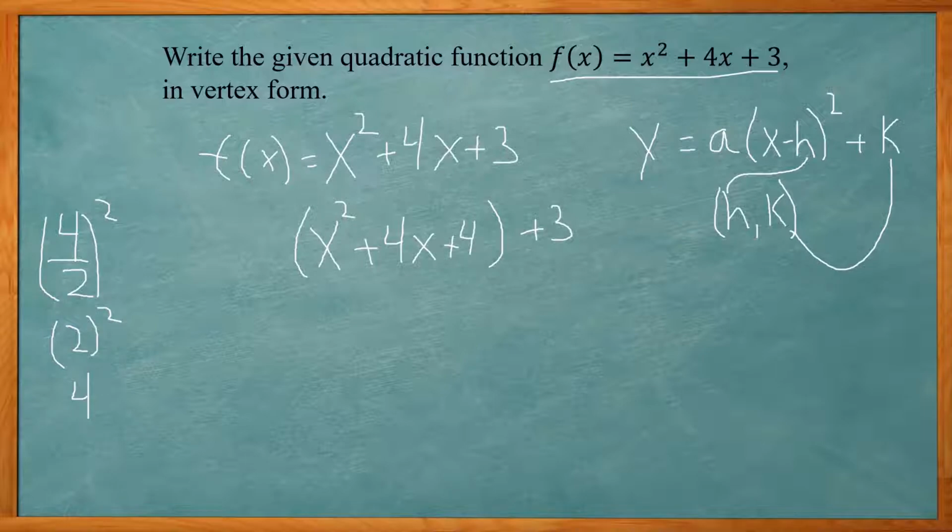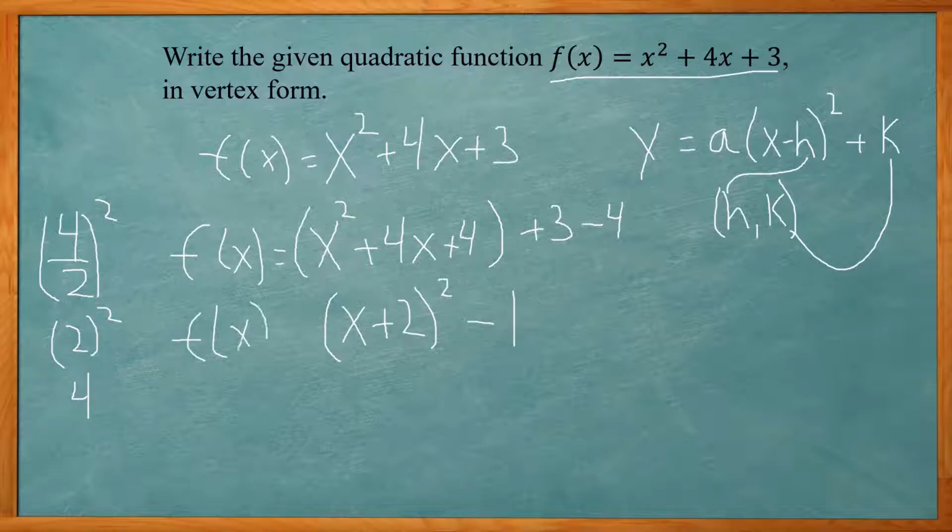Now if I add 4, to make this balance, I have to subtract 4. So I'm going to subtract 4 out here. So net, I added 0 to that side. Now x squared plus 4x plus 4, I'm going to write that as a quantity squared. That's going to be (x plus 2) squared. And at the end, 3 minus 4 is negative 1.